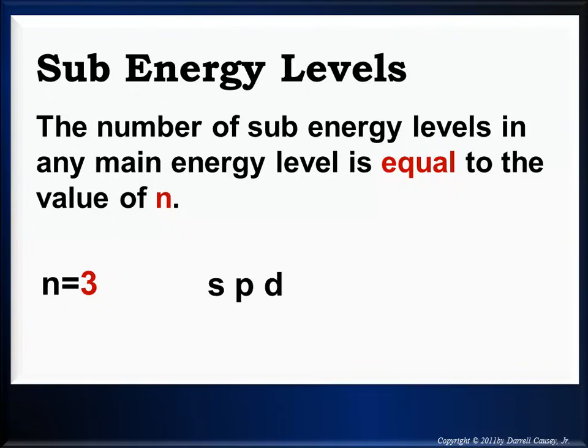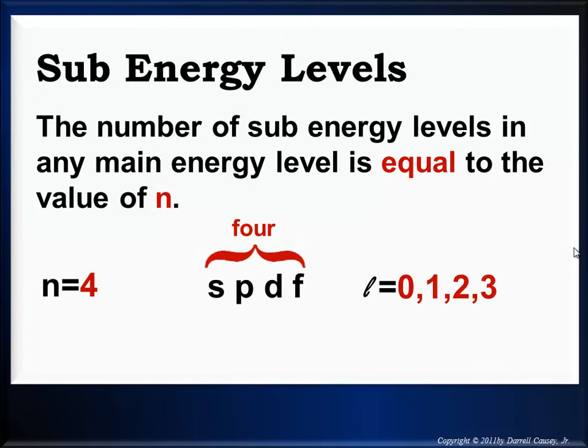Now, I hope you're getting this pattern here. Energy level 3, 3 sublevels. And those sublevels, S is 0, P is 1, and D is 2. So L can equal 0, 1, or 2. Energy level number 4, you can have S, P, D, or F, and L can be 0, 1, 2, or 3. And hopefully you're seeing the pattern there. Those numbers match the values of the sublevels.